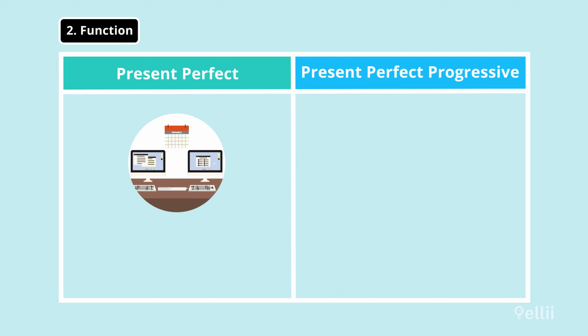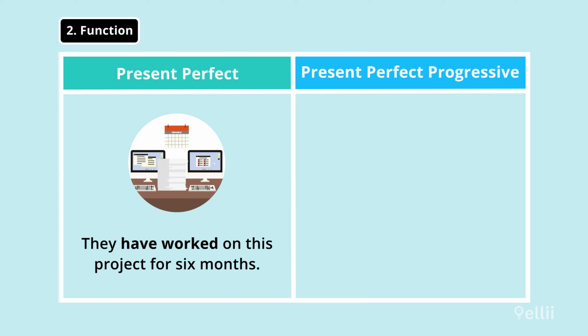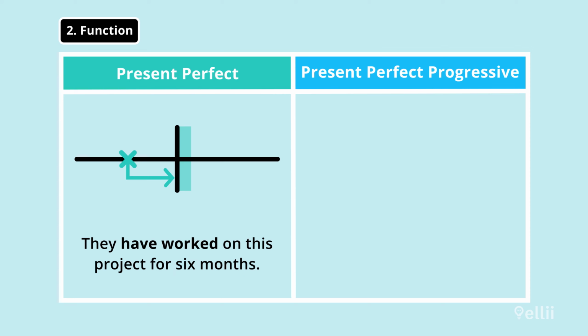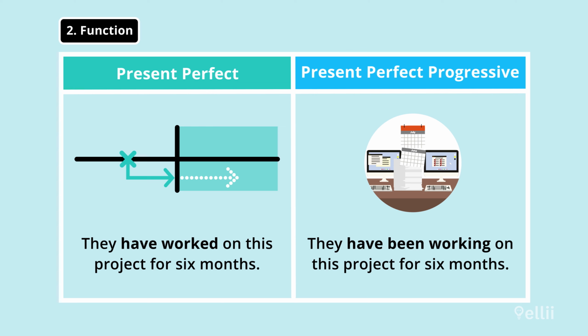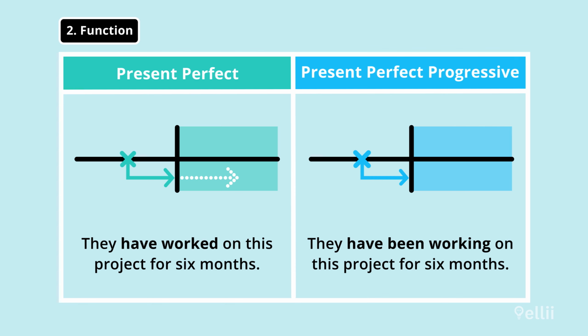For example, we can say, they have worked on this project for 6 months, and the focus is on the past 6 months. We don't know if they have completed the project or if they have more work to do. If we say, they have been working on this project for 6 months, it's clear that they haven't completed the project and will continue working on it into the future.